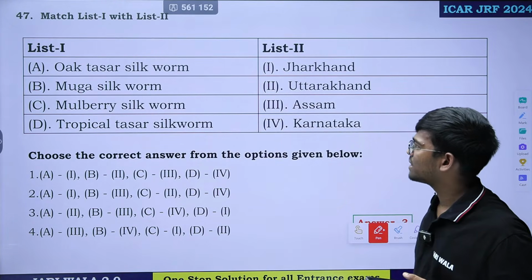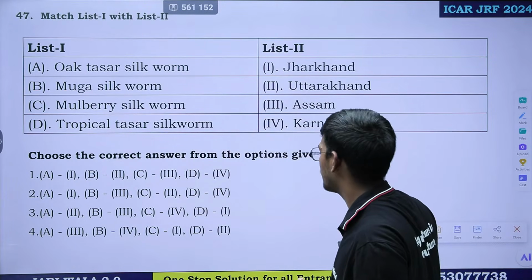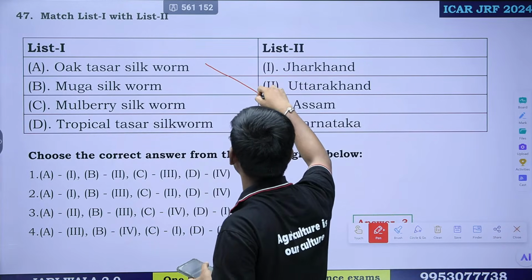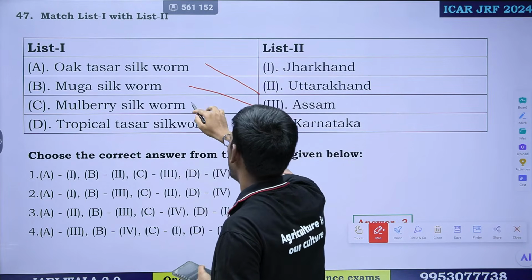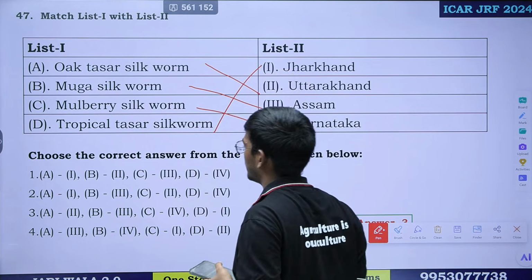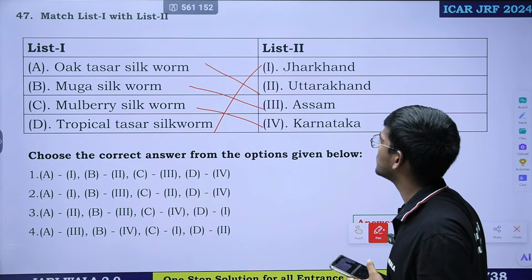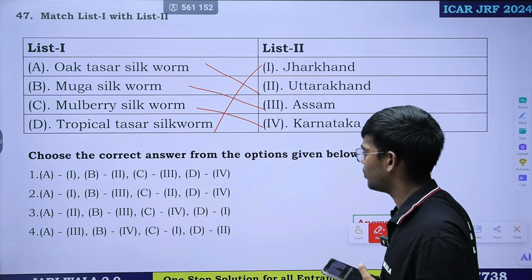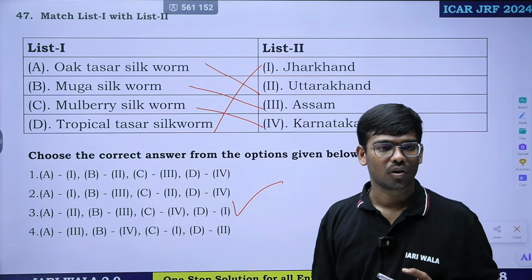Okay, and again this question we have seen previously. Oak tussar silkworm is more prominent in Uttarakhand, and Muga silkworm is more prominent in Assam. Mulberry silkworm is more prominent in Karnataka, and tropical tussar in Jharkhand. So the answer is A2, B3, C4, D1. Yes, third option. Okay.